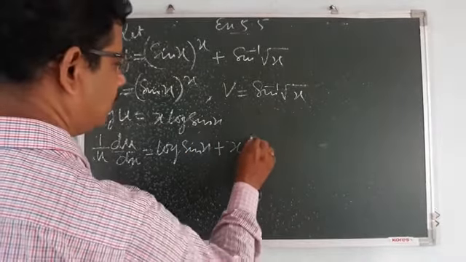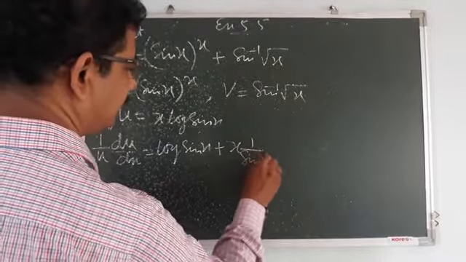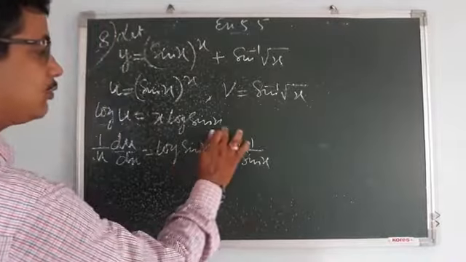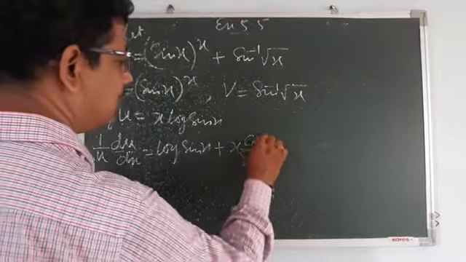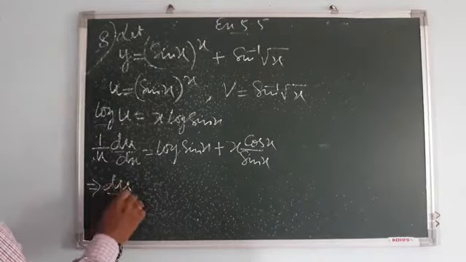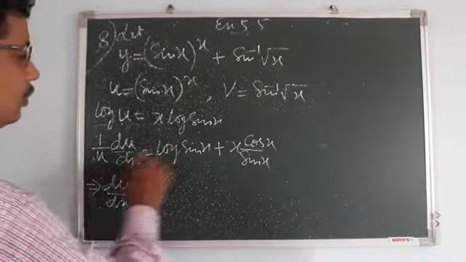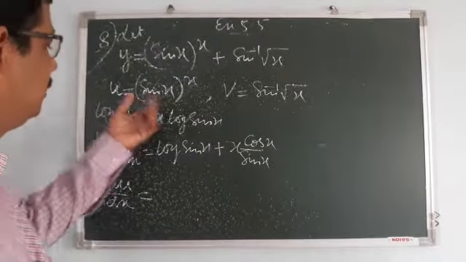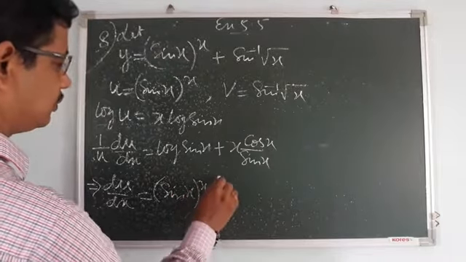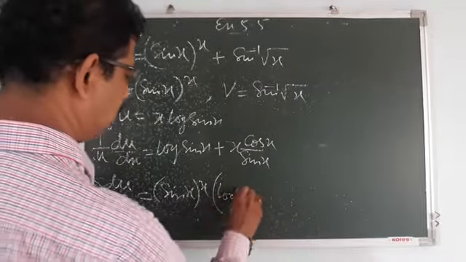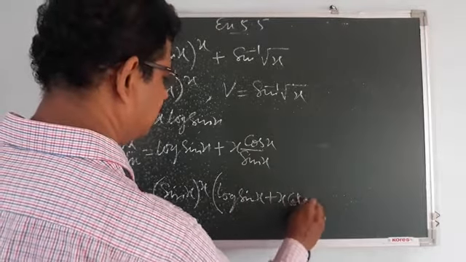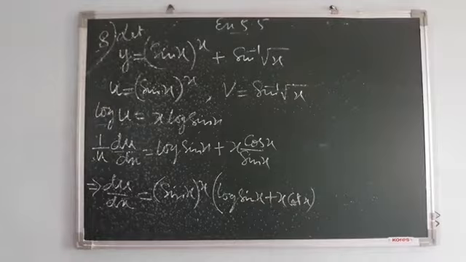Log sin x is what? 1 by sin x. Log of this one is 1 by that. Then differentiation of sin x with respect to x, it is what? Cos x. So what we get? du dx is u into this term. u is what? This: sin x to the power x inside bracket log sin x plus x cot x. So this is our value of du dx.